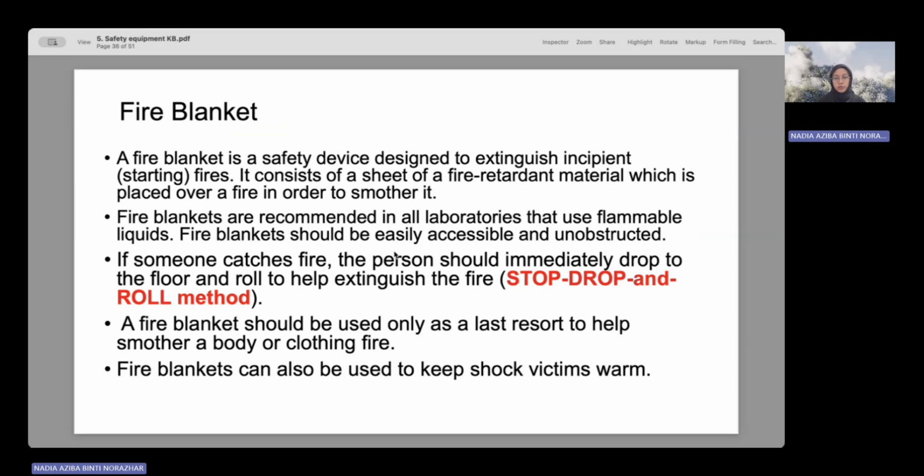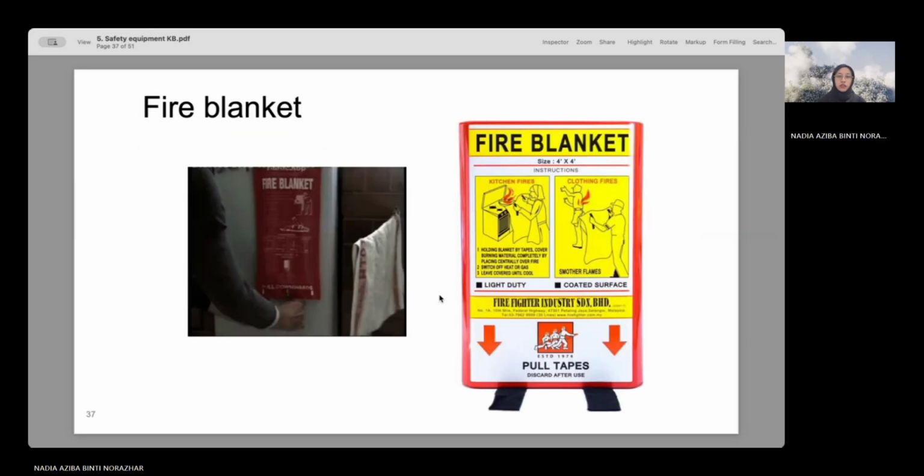If someone catches fire, the person should immediately drop to the floor and roll to help extinguish the fire, which is the stop, drop, and roll method. Then a fire blanket should be used next only as a last resort to help smother a body or clothing fire. Fire blankets can also be used to keep shock victims warm. Okay, this is a fire blanket. This is how it looks, and this is the instruction for using it. It can be used for light duty and also on coated surfaces to smother the flames.